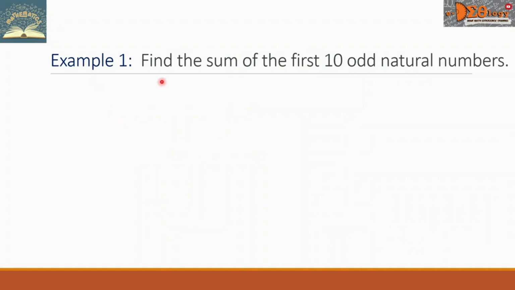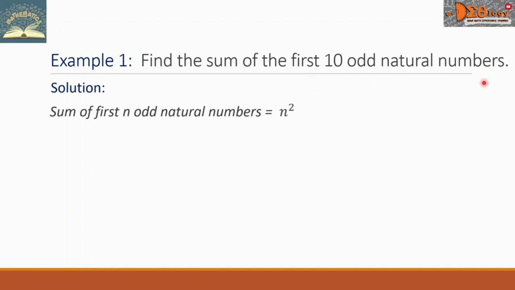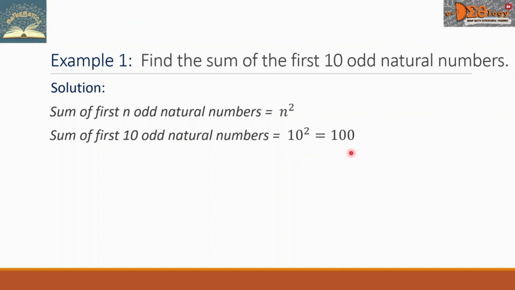Example 1. Find the sum of the first 10 odd natural numbers. We know that this is our formula. The sum of first n odd natural numbers equals n square. Our problem is about the sum of first 10 odd natural numbers. Based on the formula, we can solve by 10 square and simplified as 100. This is the answer.